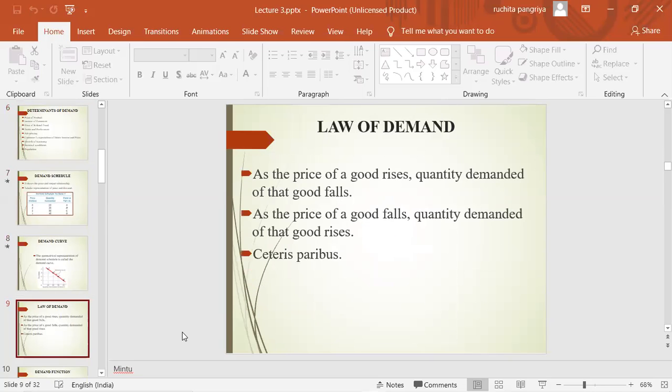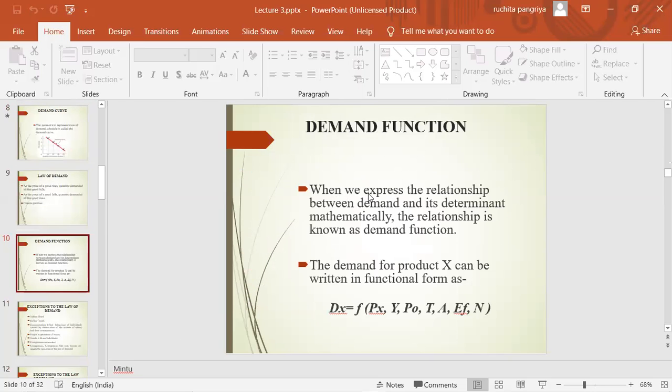Under the demand function, when we express the relationship between demand and its determinants mathematically, the relationship is known as the demand function. So mathematically, we say that demand is a function of all the determinants through which we can find out the demand for any product. Here we are saying the demand for product X depends on the price of X, income of the person, price of related goods, taste, advertisement, and other things.